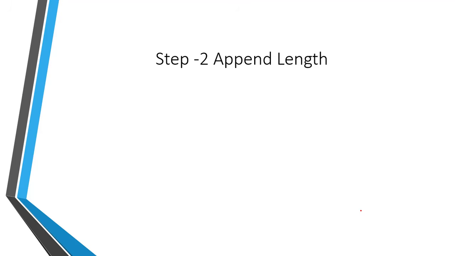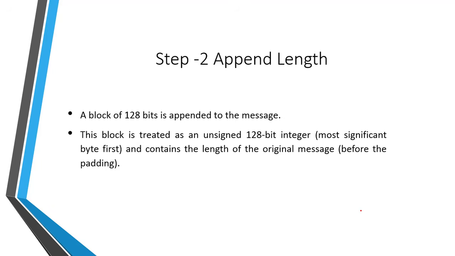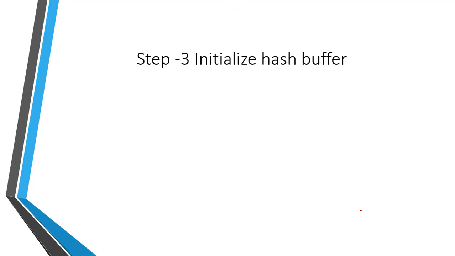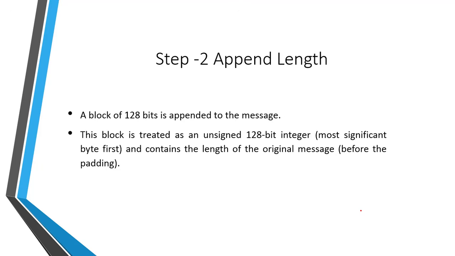The next step is to append the length. A block of 128 bits is appended to the message. This block is treated as an unsigned 128-bit integer and contains the length of the original message. The message is now an integer multiple of 1024 bits after step 2.